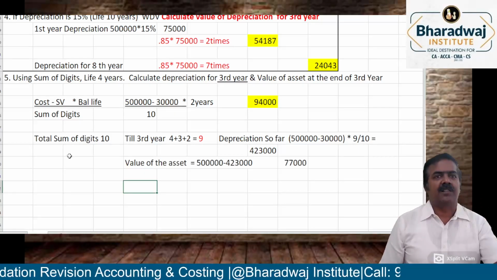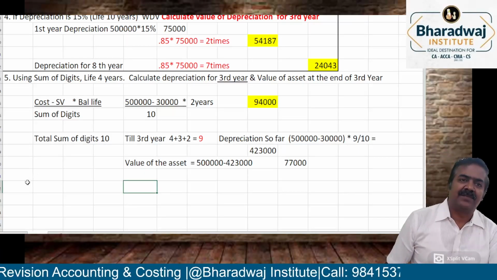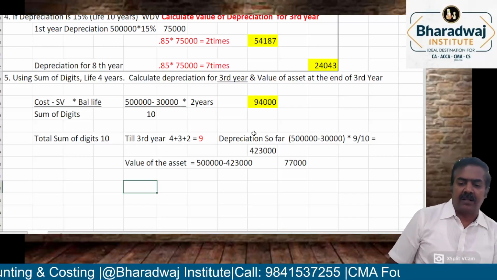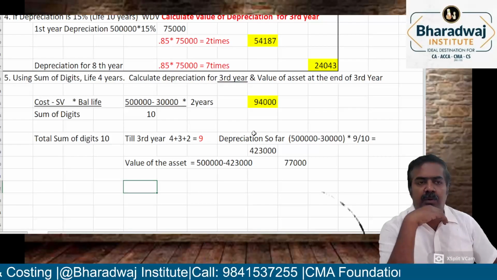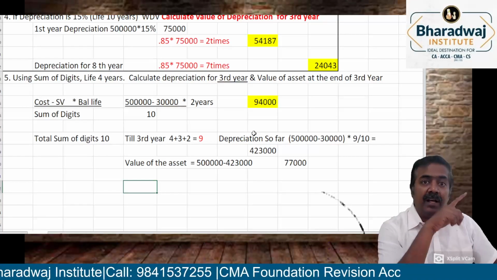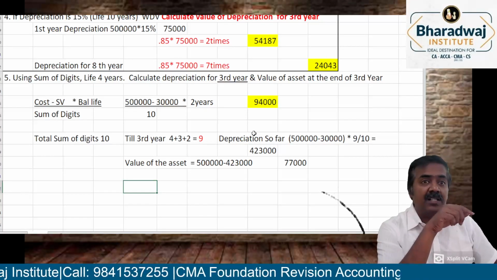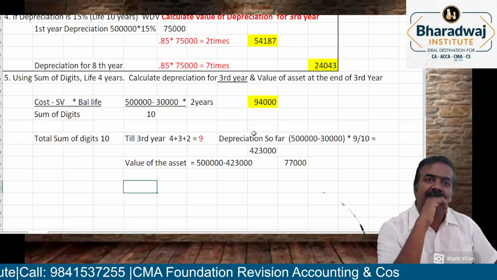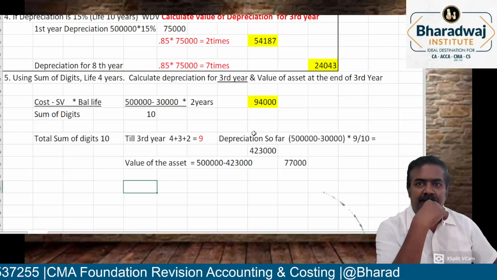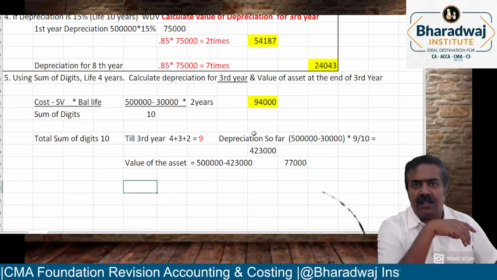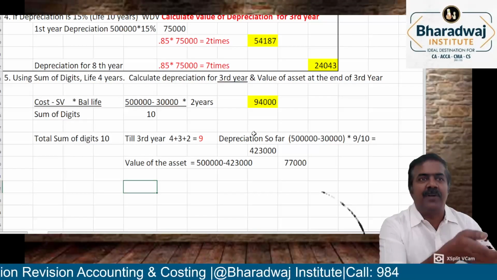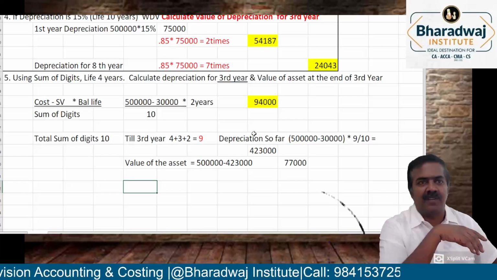Or there is another method. What is left? 1 by 10. Put 1 by 10. 50,000 minus 30,000 into 1 by 10. How much do you get? 47,000 plus scrap value, that is 97,000. That way also you can do. Here 5 lakh minus 30,000 into 1 by 10 will give us the remaining depreciation to be done, plus scrap value that is not depreciated.